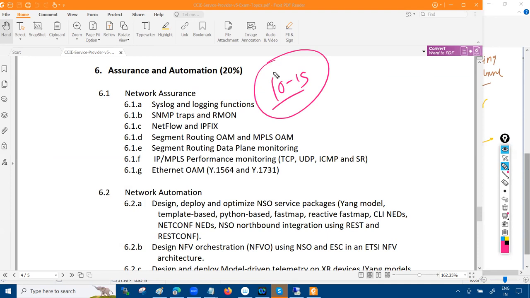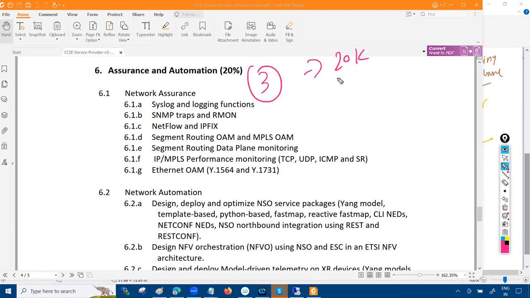Would it be PDF or physical? It's of course PDF, not physical. Physical is very costly. Like I bought 3 service provider books just now, and it cost me around 20,000.